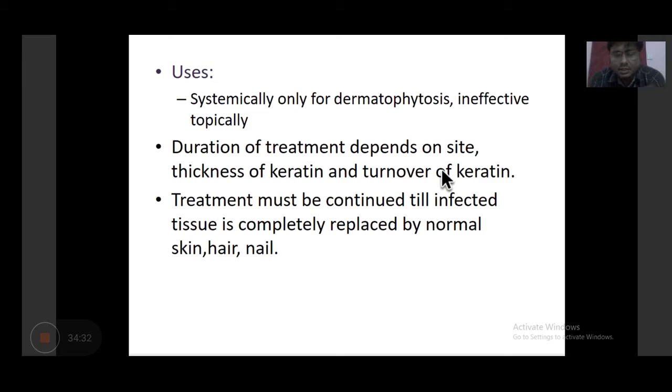You should continue the treatment until the infected tissue is completely replaced by normal skin, hair and nail. It's not like you leave it incompletely, then it will recur.